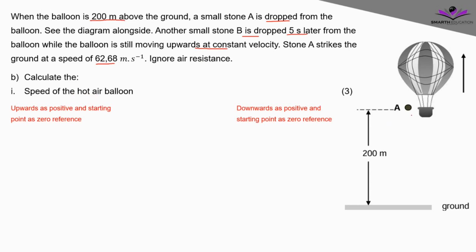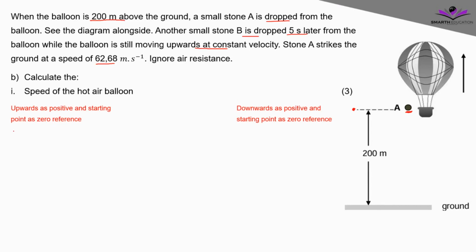We have the stone which is on the hot air balloon. When the stone is leaving the balloon, its initial velocity is equal to that of the balloon. So calculating the initial velocity of the stone is just the same as calculating the velocity of the balloon. Now, let's take upwards as positive and the starting point as 0. So we take this as our reference point.